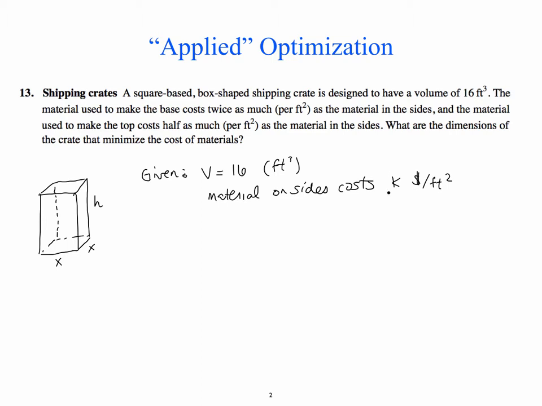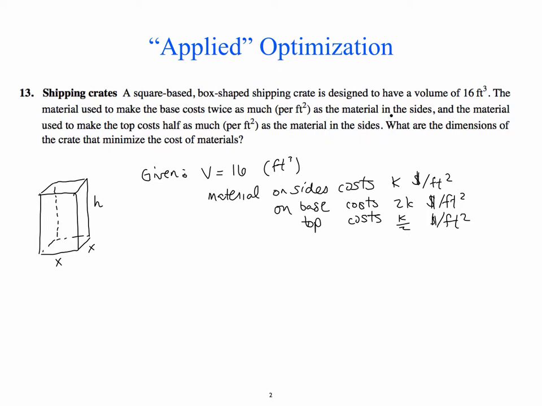So if I call that cost K, what could I say about the material for the base? It costs 2K, right? Twice as much. And for the top is half as much, so K over 2. Is this okay? So far, so good? Okay. So I'm literally just going through the sentences and recording the information that they're giving me.